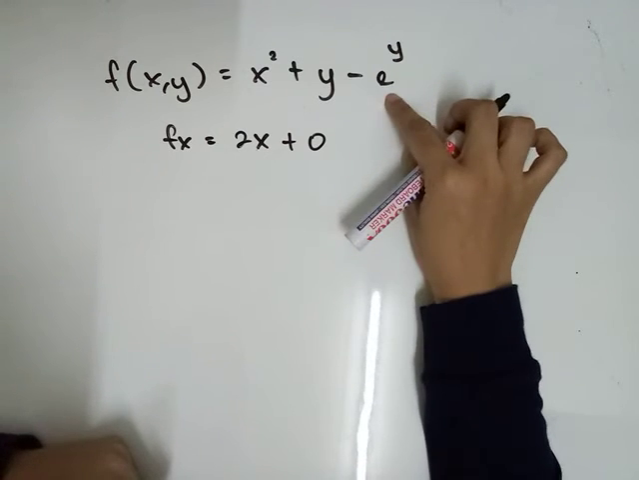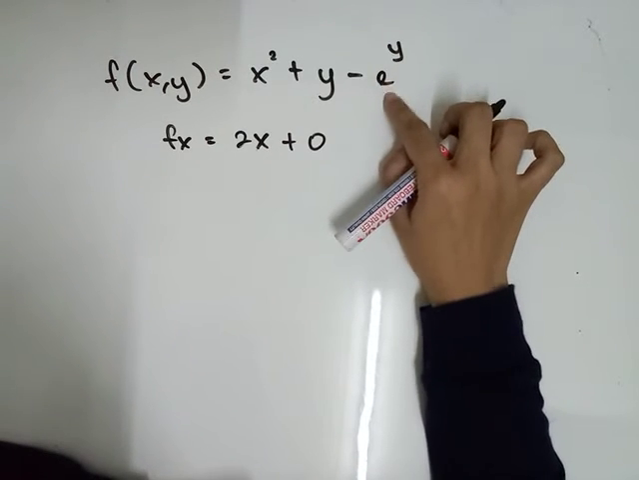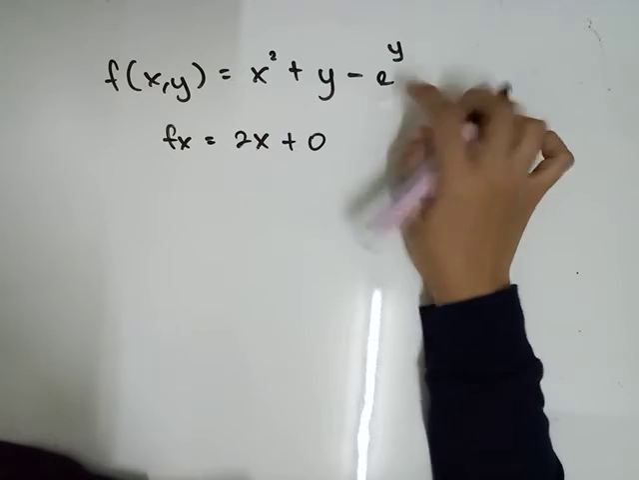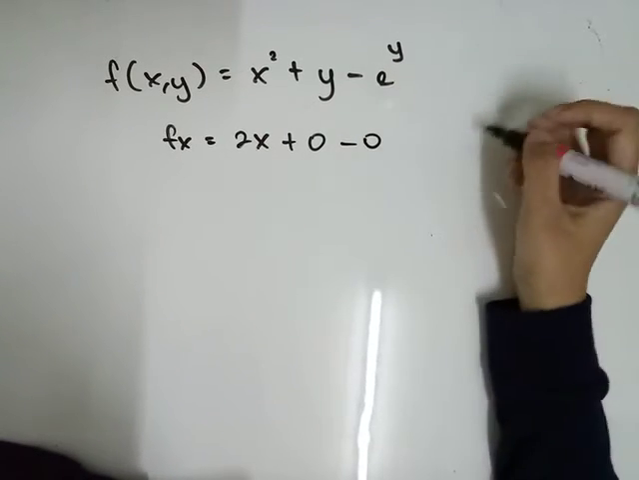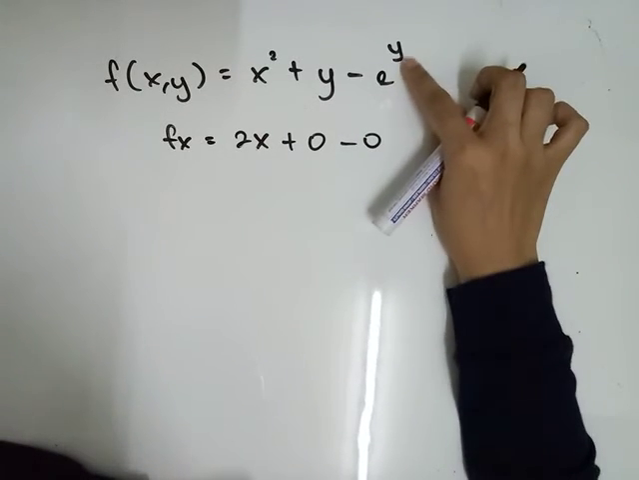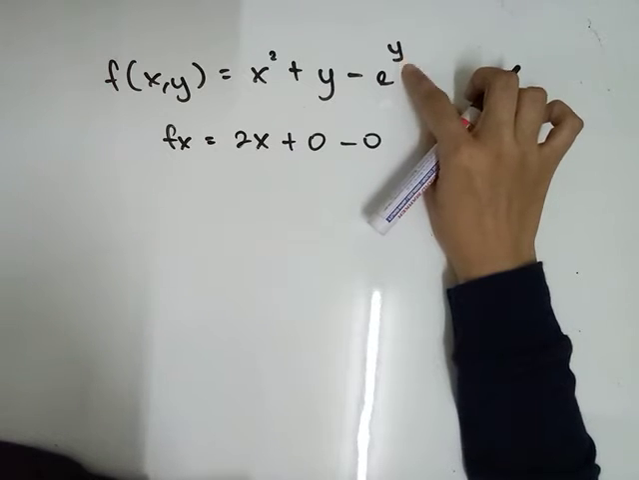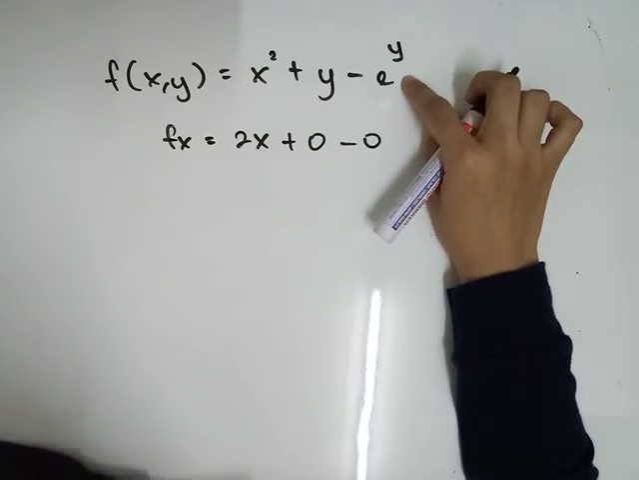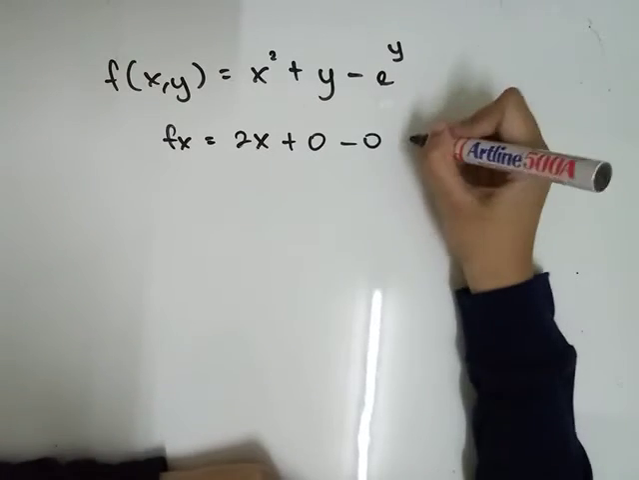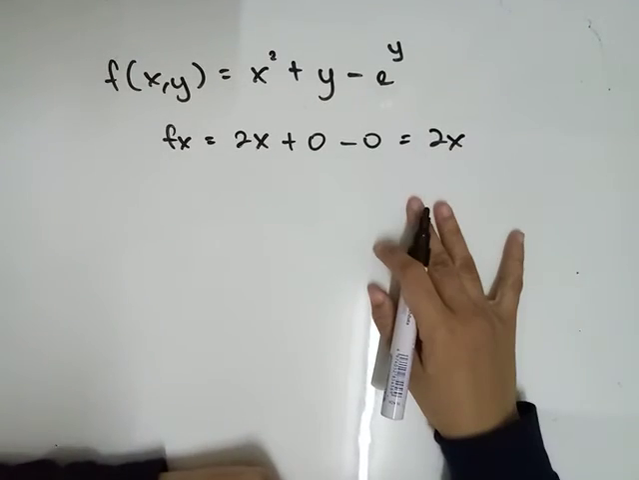And then differentiate exponent y, also 0. We assume it as a constant because it has variable y, not variable x. So we assume it as a constant, differentiate constant, we get 0. So the answer is 2x.